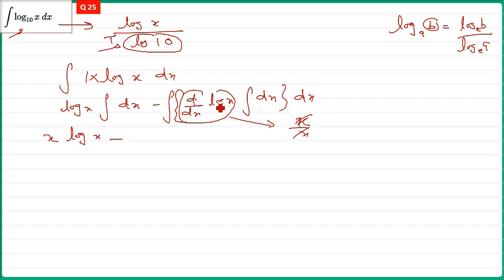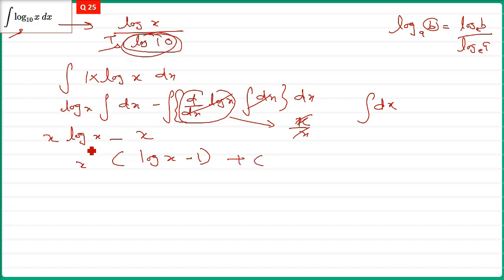X gets cancelled. Only 1 will remain. So integration of dx has to be done, which is finally x only. And then you can just add a constant of integration. That's your final answer, just by a trick of the log relationships. You see how easy it has become.